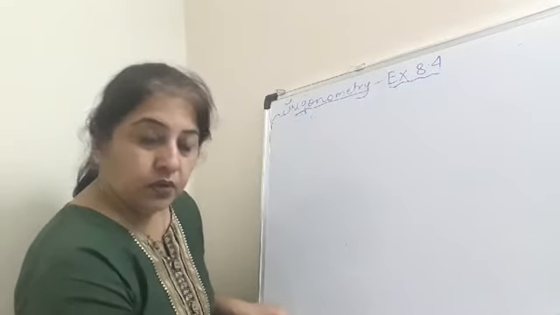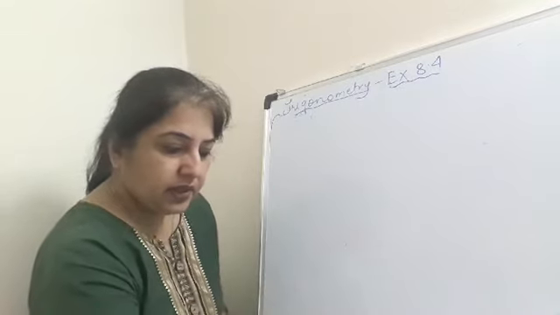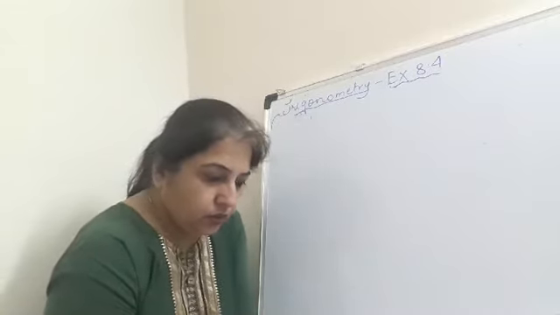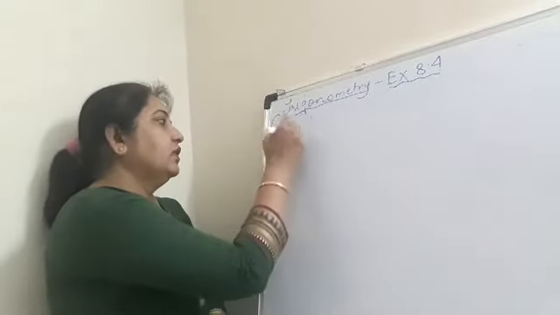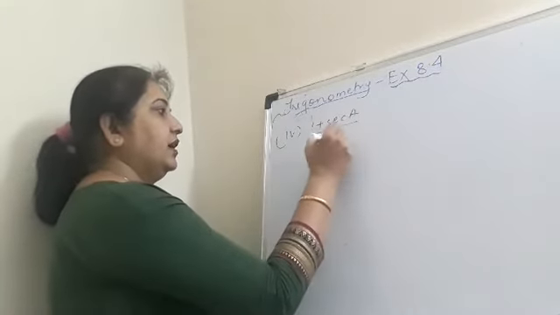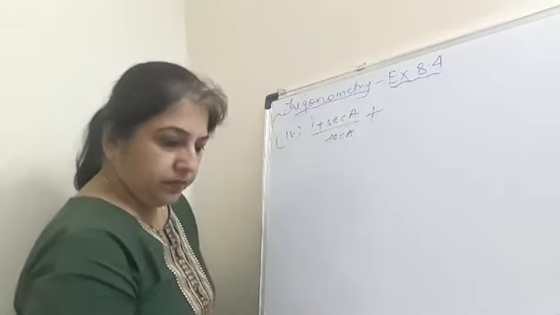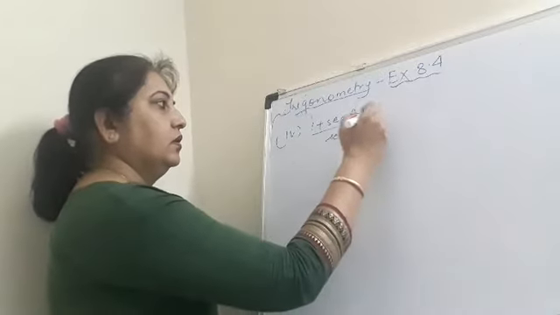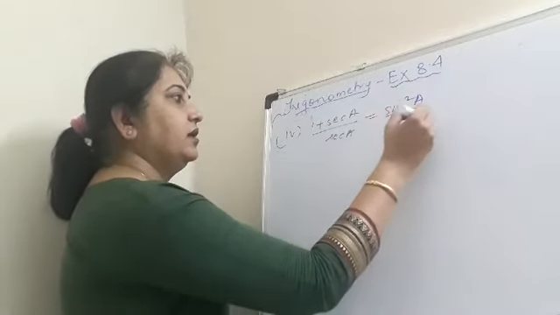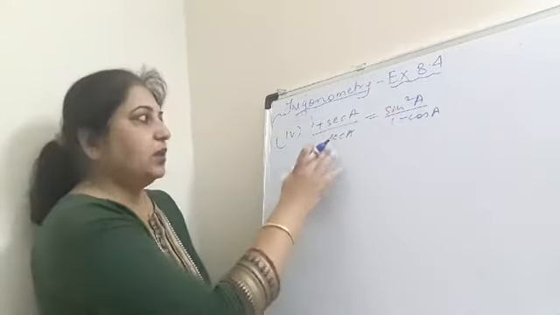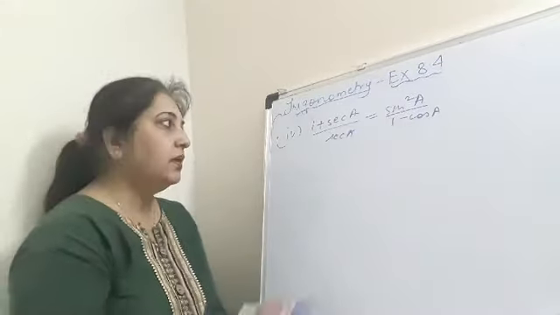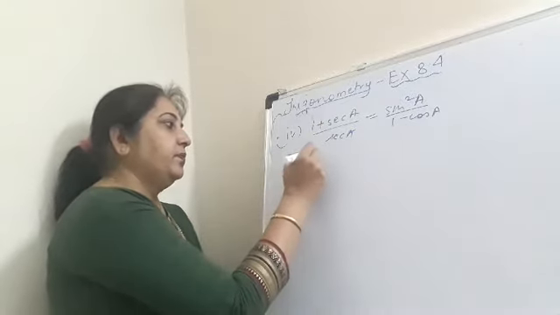Now one more sum. There are many sums here, a total of 10 questions. So I can do one more, the fourth one, it will go fast. 1 plus sec A upon sec A is equal to sine square A upon 1 minus cos A. So we have to prove that one side, left hand side, is equal to right hand side. We can start from any side as we want, but let us begin with the LHS.